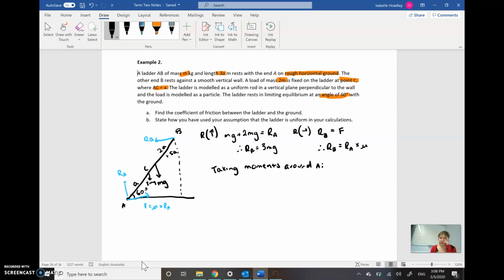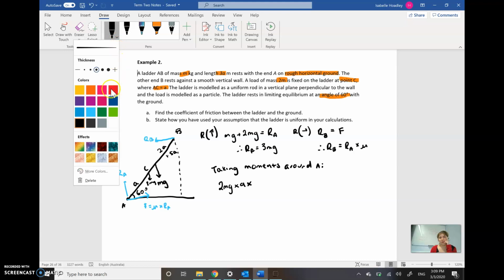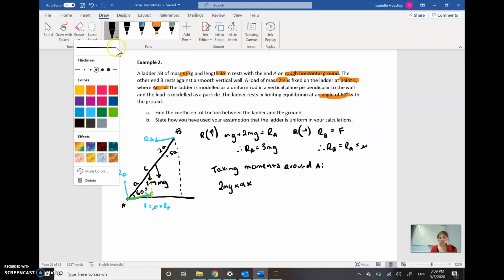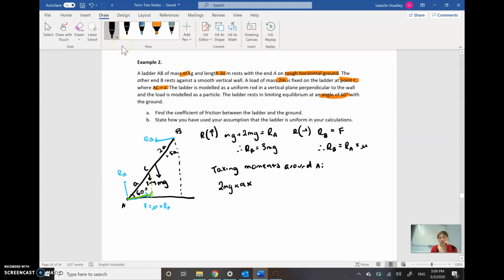So if I take moments around A, then my first thing that's acting is that 2mg force coming down at C. That's an A distance from A. So I've got 2mg times A, because I've got a distance of A, times now the perpendicular, remembering that your moment is the perpendicular distance from your pivot point. So my pivot's here. My perpendicular distance is the distance between the pivot and the right angle. To find that distance, I already know the hypotenuse is A, but to get that I need to times by cos 60.